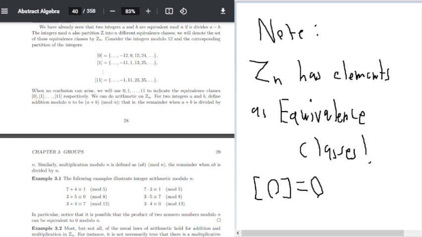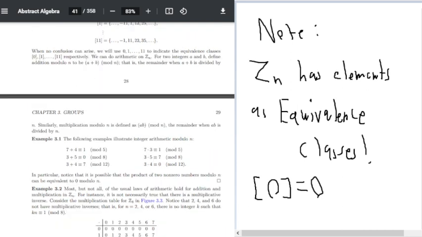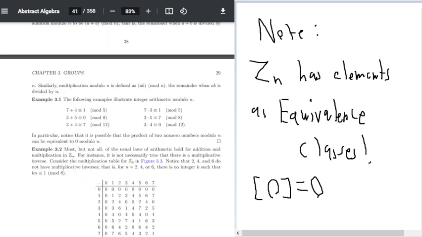Reminder from what we had earlier: a single element uniquely determines its equivalence class under an equivalence relation. We can do arithmetic on Z mod n. For two integers a and b, define addition modulo n to be (a + b) mod n, that is, the remainder when a + b is divided by n. Similarly, multiplication modulo n is defined as (a times b) mod n, the remainder when ab is divided by n.